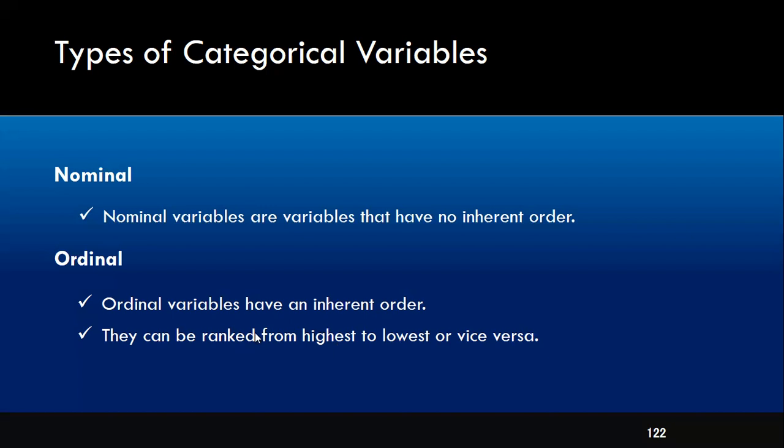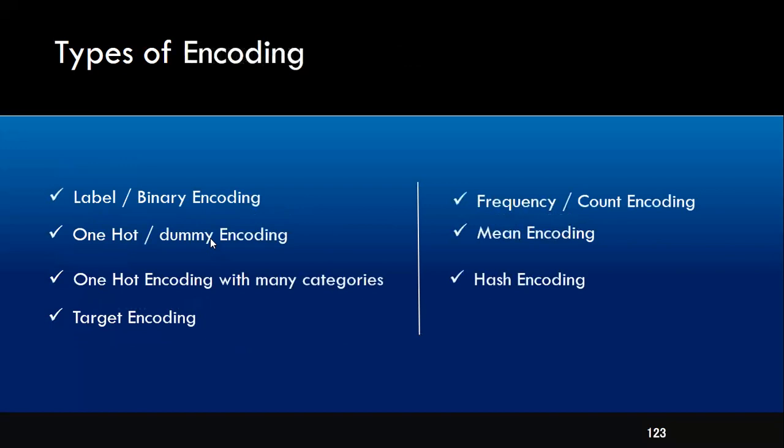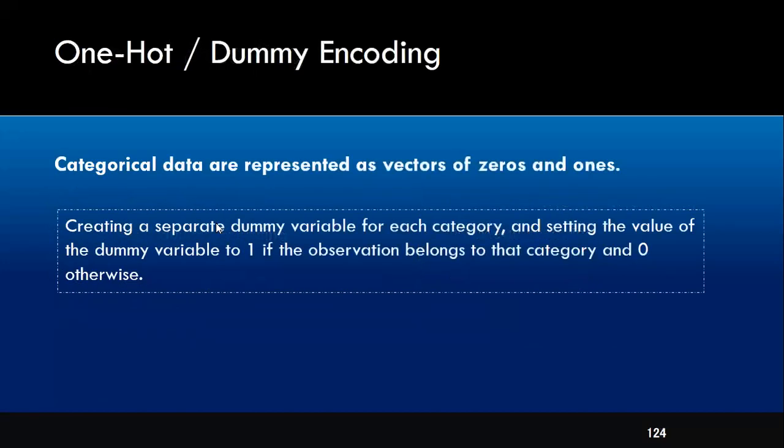So next, let us take a look at the different types of encoding: label and binary encoding. This is one type of encoding. The next ones are one hot and dummy encoding, one hot encoding with many categories, and target encoding. There are different types of encoding. We will take a look at the important encoding techniques which we use more frequently. We'll start with understanding one hot or dummy encoding.